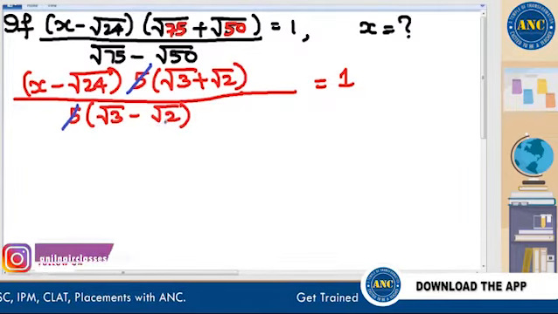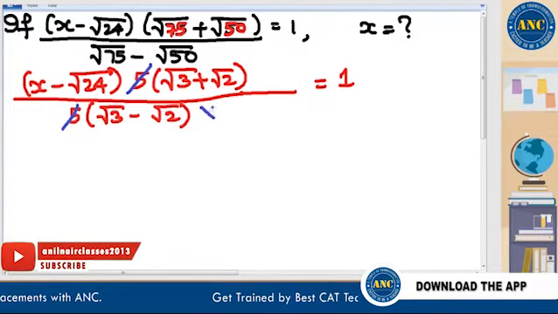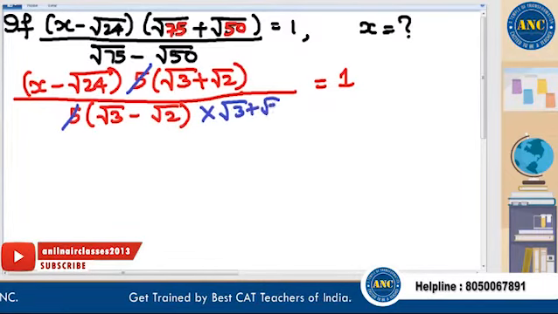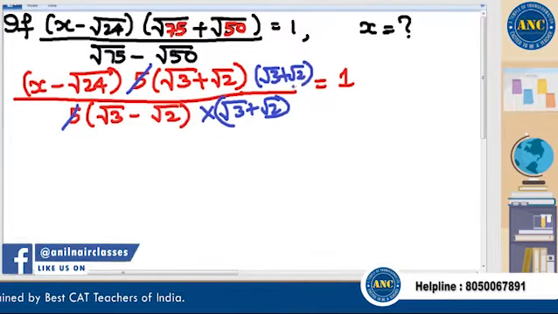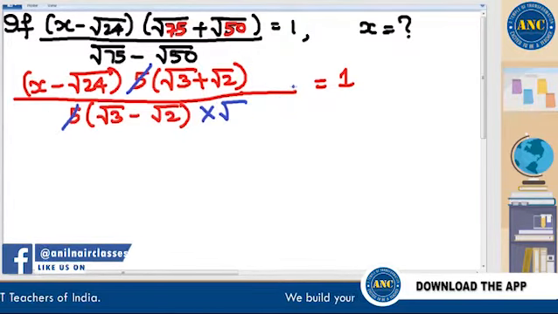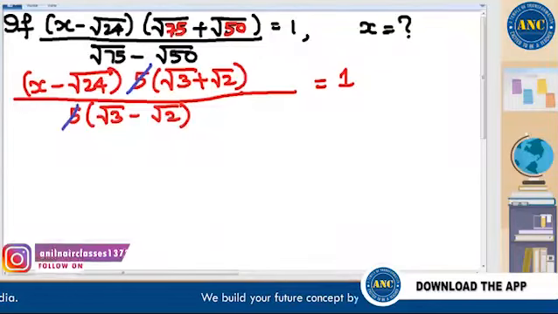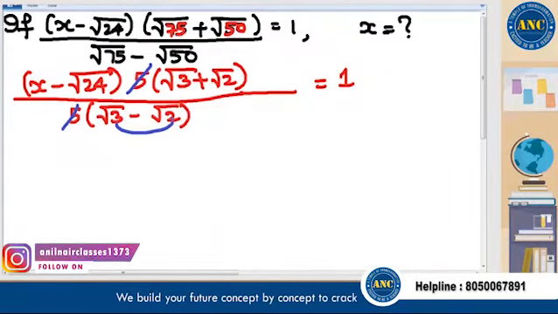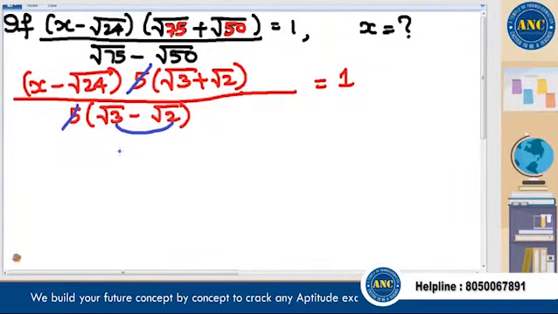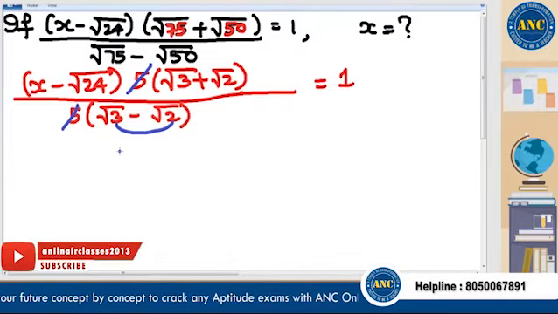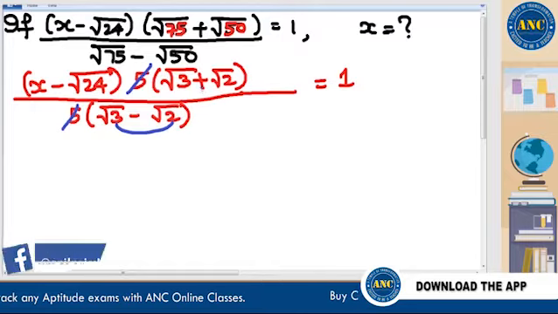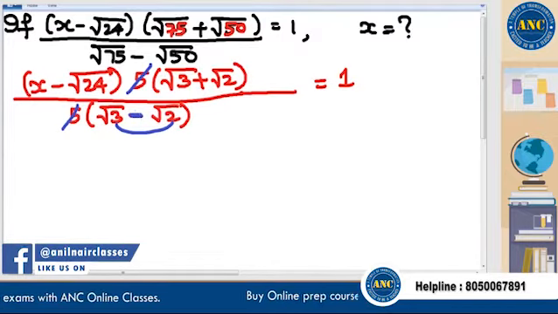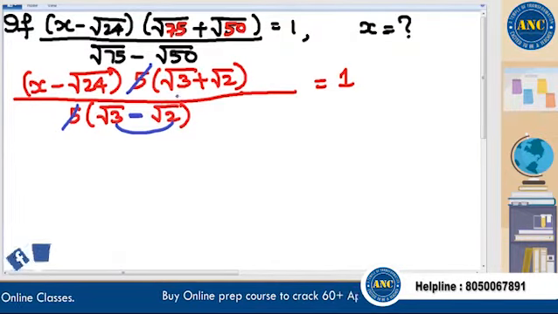Don't waste your time by rationalizing, multiplying this by root 3 plus root 2 and again here also by root 3. Avoid all those things, sir. Don't write it and waste your time. I told you very clearly, 3 minus 2 is 1. Denominator is 1. Forget about the denominator because it is 1. Divided by 1 means you need not write that term also. For the numerator, whatever sign you have here, multiply with the opposite sign.